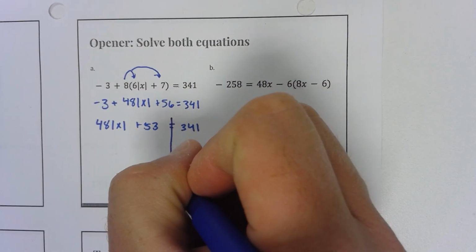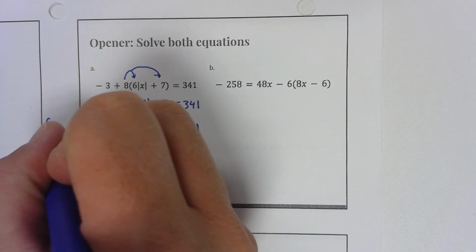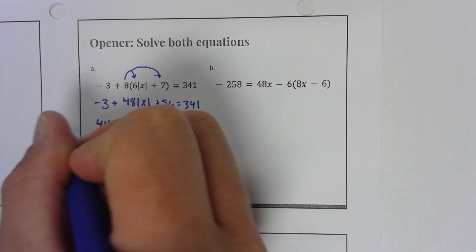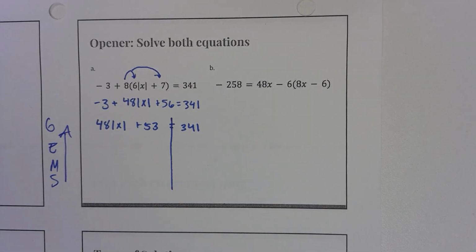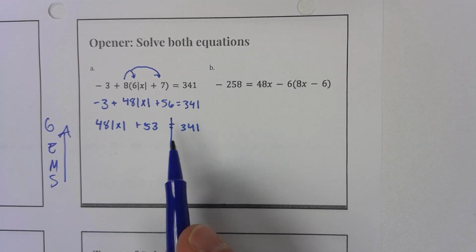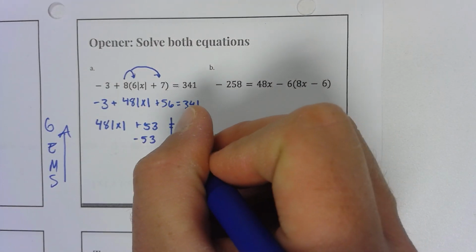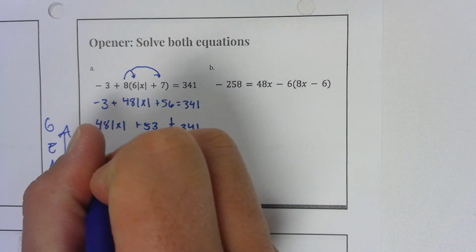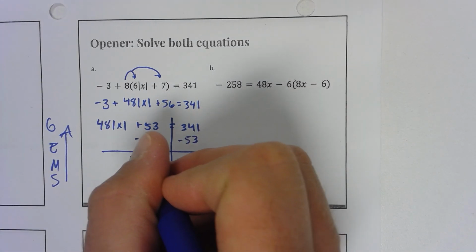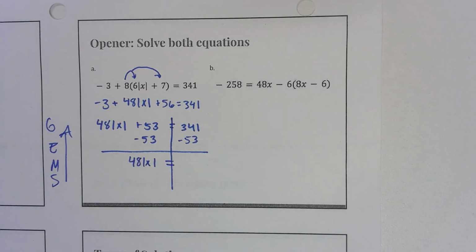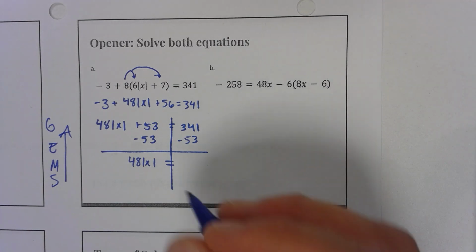So now I'm going to work in the reverse order of operations. So undoing any subtraction or addition. We have 48 times the absolute value of x plus 53. And I'm going to undo the adding of 53 by subtracting it. And so I have 48 absolute values of x equals, what is that, 298? Is that right? Let's just get a calculator. 288.